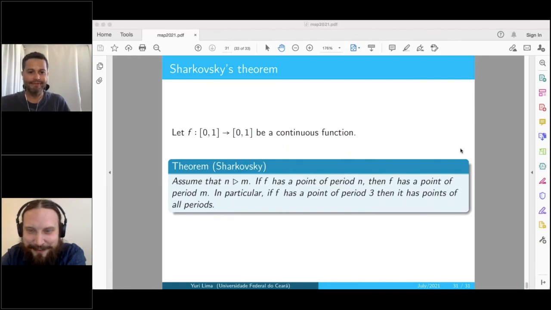Yeah. There's now a question from Sunny Zhang. Interesting. Could you please give us some hints for the proof of Sharkovsky's theorem? Like what ideas are used?